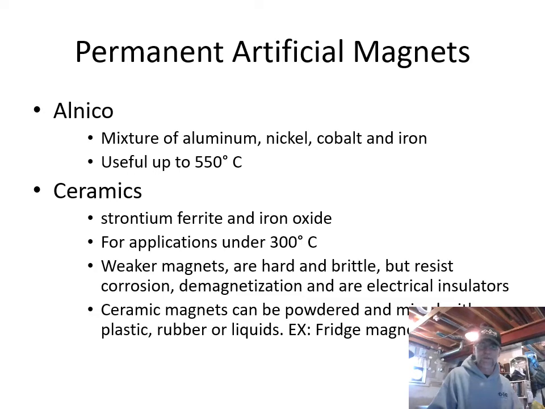So there's a couple of examples: alnico and ceramics. And again, these are alloys made up of mixtures of different materials, including something that's ferromagnetic.